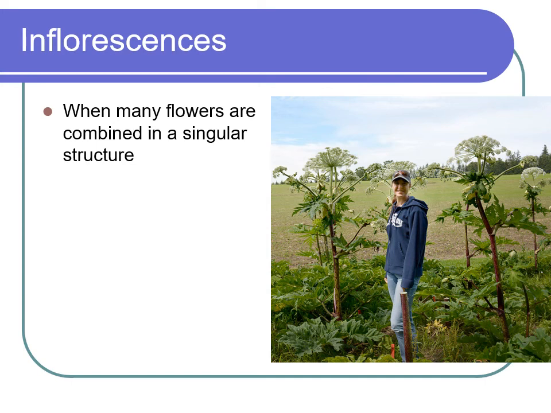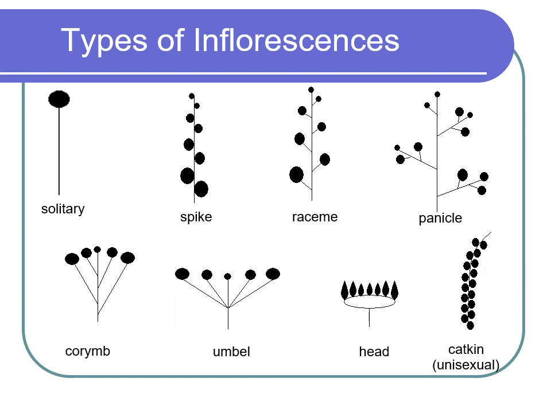So an inflorescence is at the top where the flower is. You can see there's lots of flowers that make up that top part of the plant. Lots and lots of flowers. So collectively, we call that an inflorescence. There's lots of different kinds of inflorescence. There's solitary, there's spike, there's raceme, there's panicle, there's corymb, umbel, head, and catkin.